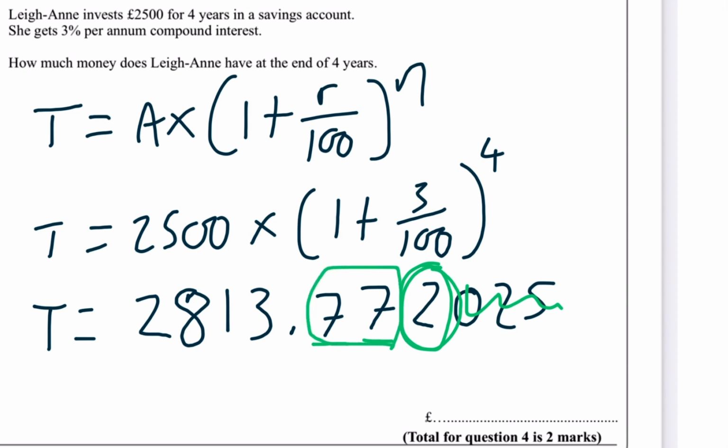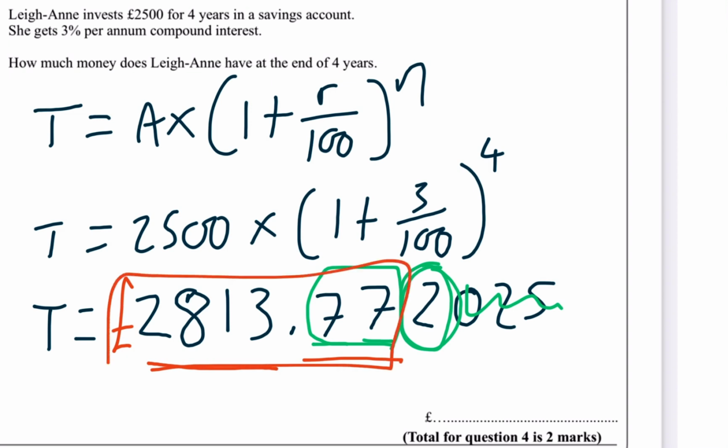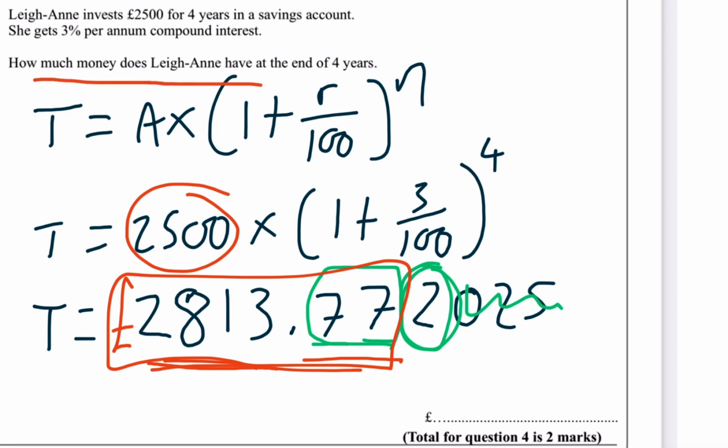So therefore the answer is £2,813 and 77 pence. Okay, that's your final answer. The reason why we don't have to take away this now from the original amount at the beginning is because they're not asking how much interest has been made. So you've got to read the question carefully. It just says, how much money does Leanne have at the end of 4 years?